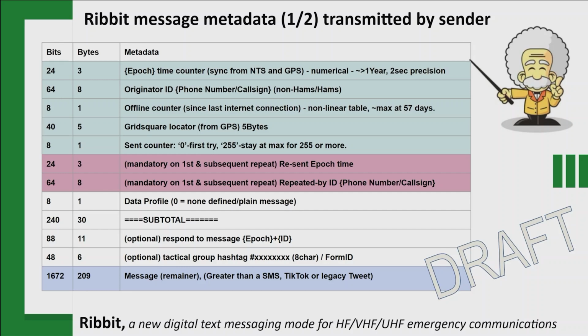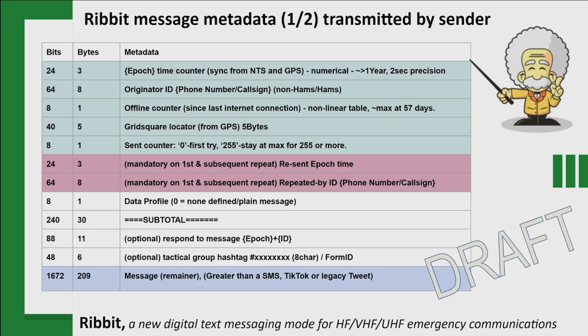It would transmit the originator ID, which is either a phone number or a call sign. So why do we have a phone number? Because you could have people that are not ham operators on the network. And then there's an offline counter. This is very important because then you can know if the message comes from just somebody putting his phone on airplane mode to test the system, which is fine.